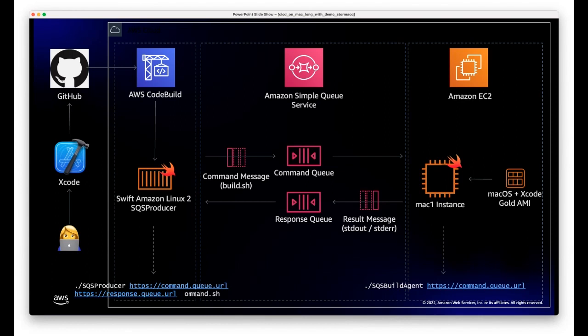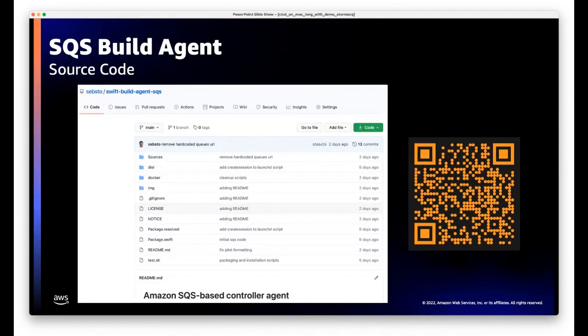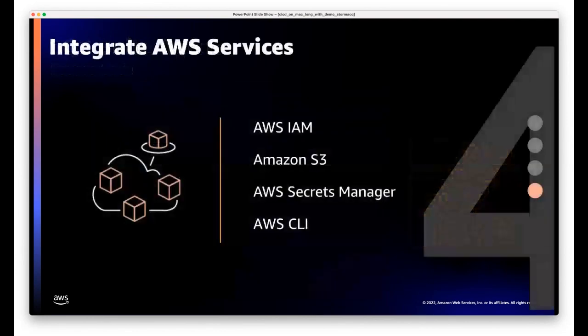So I'm using that double queue mechanism, a command queue and a response queue, to asynchronously talk with the machine and send orders to the machine. I built the SQS producer, so the application that generates the message to the queue, and the build agent, so the SQS reader, using Swift. It's a command line application, and you can find that on my GitHub there. Swift build agent SQS. It's a tiny command line written in Swift.